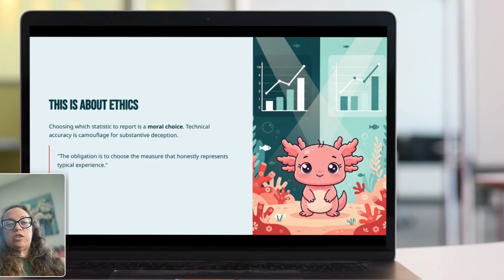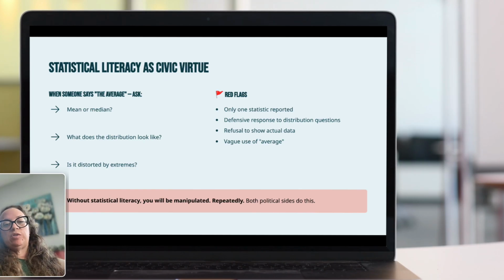And both political sides do this, okay? Partisans of all stripes choose statistics supporting their narrative. So the skill you need is seeing through that selectiveness, asking the right questions regardless of who's making the claim. Okay? Statistical literacy is a civic virtue. Without it, you cannot evaluate claims about the economy, inequality, healthcare, education, any domain where data is used to argue for policies. You will be manipulated repeatedly.